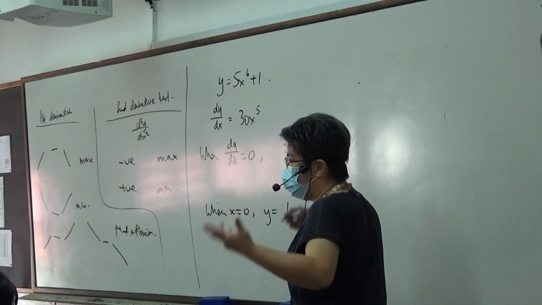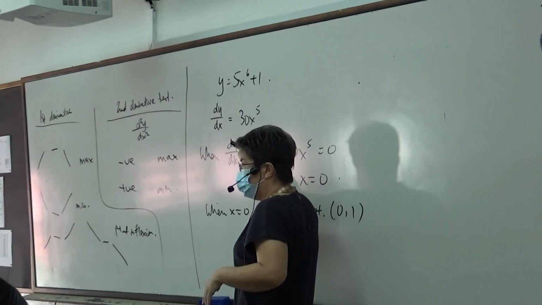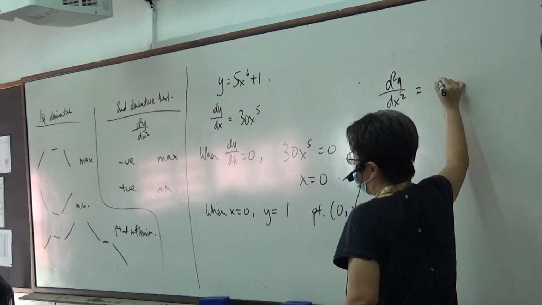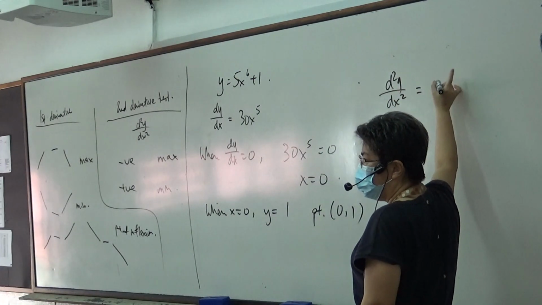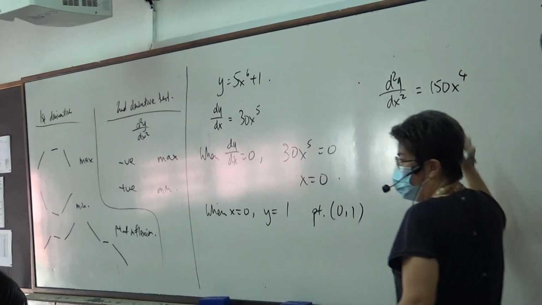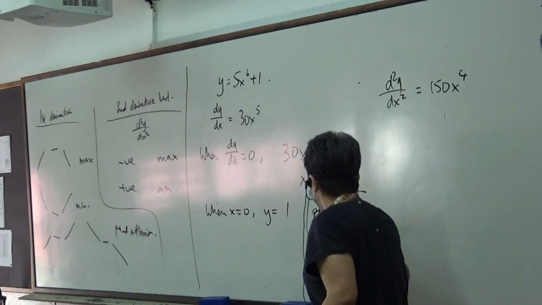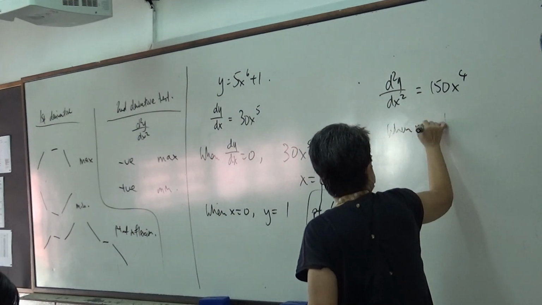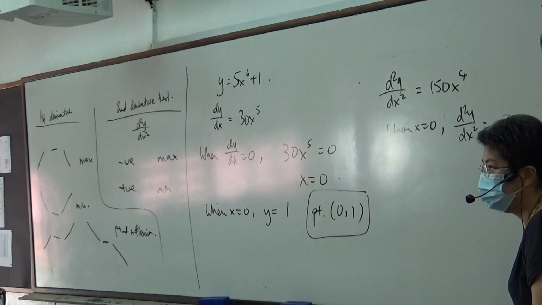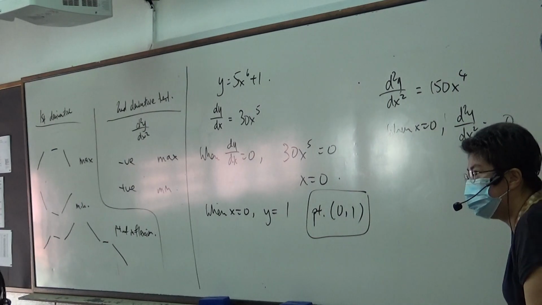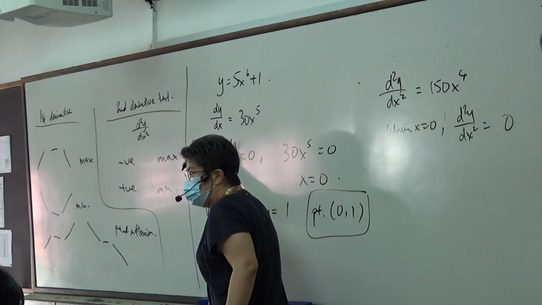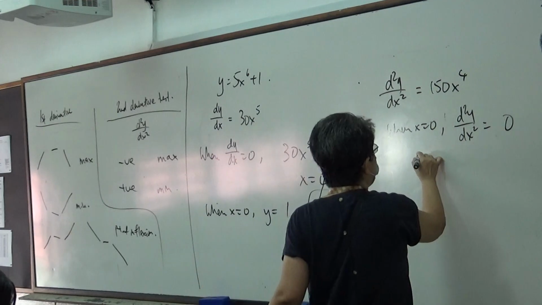How do I know whether it is the maximum, minimum point, or point of inflection? Okay, let's say you're very happy, you want to do second derivative because it's very easy to differentiate, right? What is this if I differentiate again? 150x^4, right? Okay, this is the stationary point. When x is 0, what is d2y/dx²? 0. Can you say this is a point of inflection straight away? No, you cannot. You got to go back to what? First derivative, dy/dx. Okay, so this one is inconclusive.